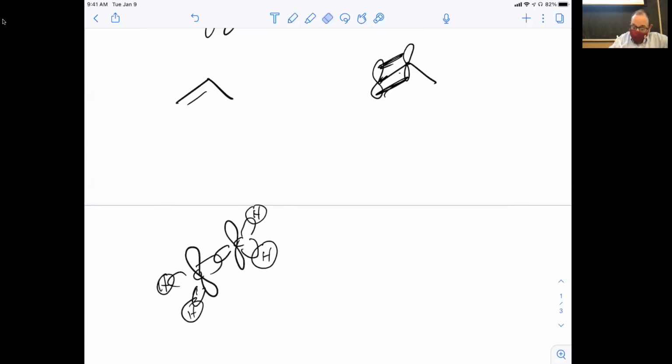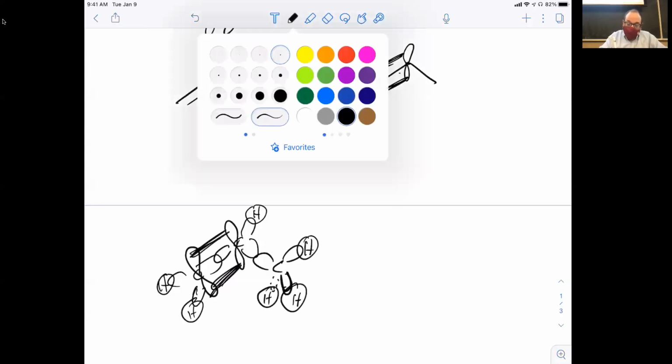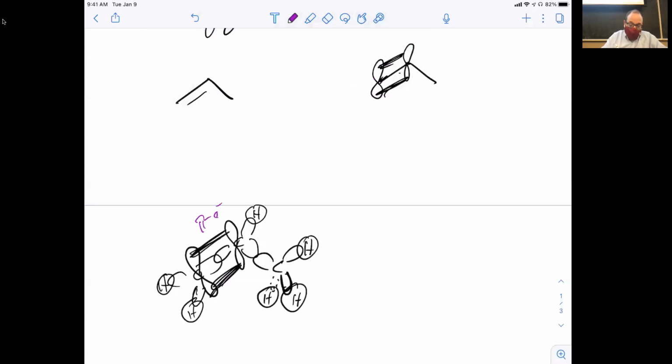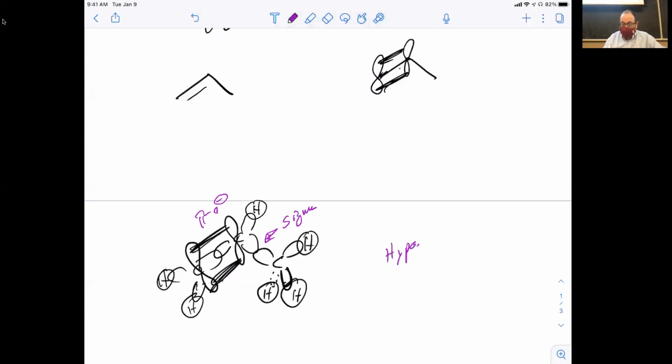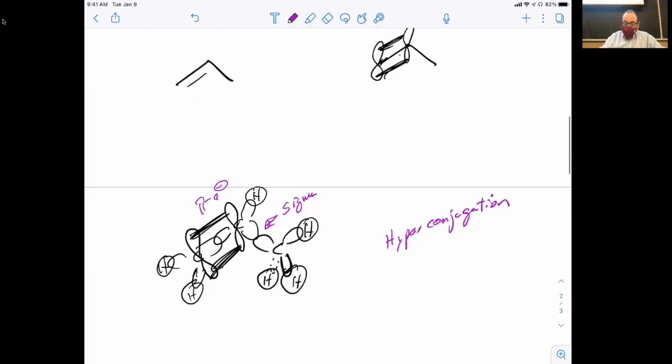Oops, that's not correct. So a carbon out here, right? And then we have, so we got this pi system, right? But in this case, I've got pi electrons here, but over here, it's all sigma. I can have hyperconjugation. Remember that term for carbocations, right?